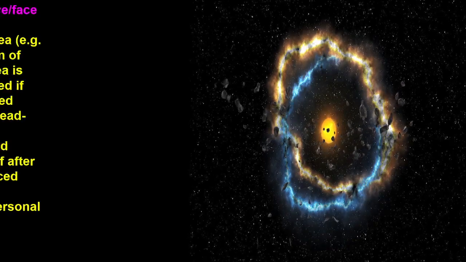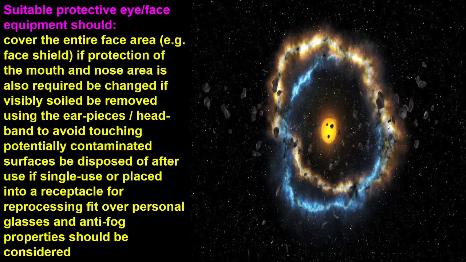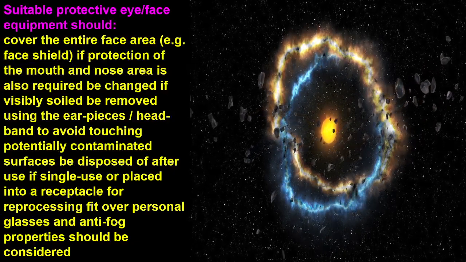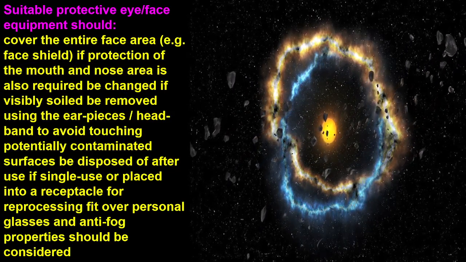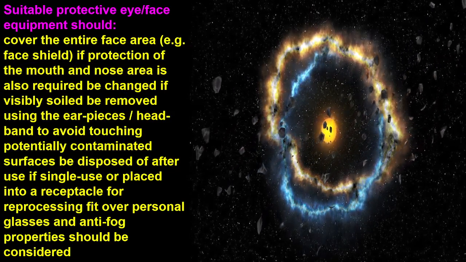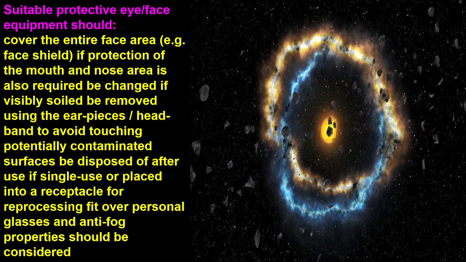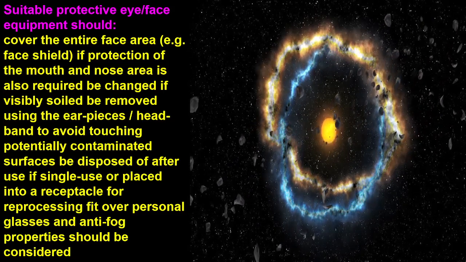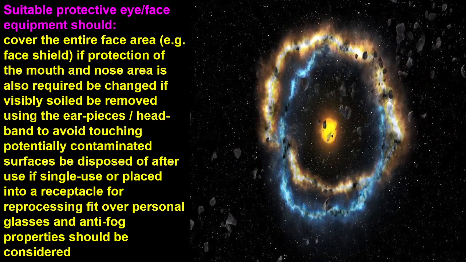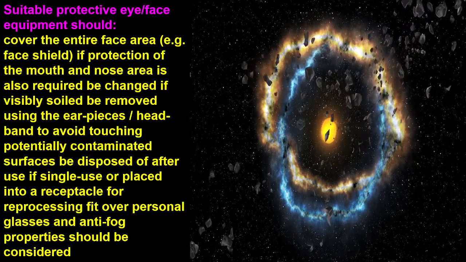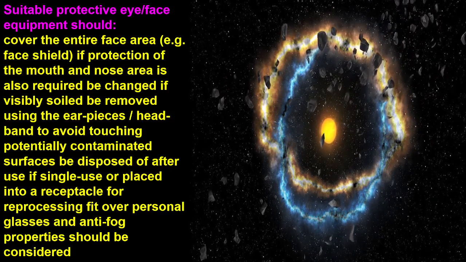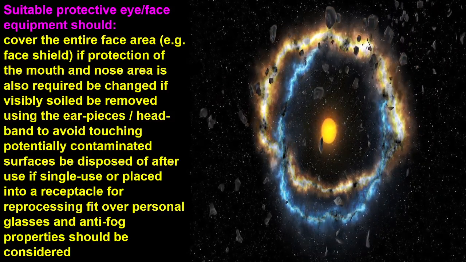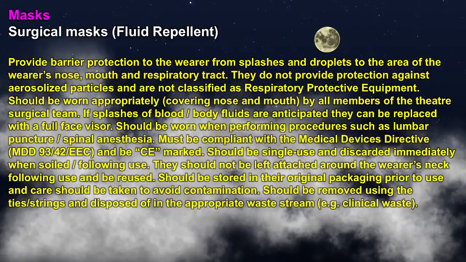Suitable protective eye/face equipment should cover the entire face area if protection of the mouth and nose area is also required. Be changed if visibly soiled. Be removed using the earpieces/headband to avoid touching potentially contaminated surfaces. Be disposed of after use if single use or placed into a receptacle for reprocessing. Fit over personal glasses and anti-fog properties should be considered.